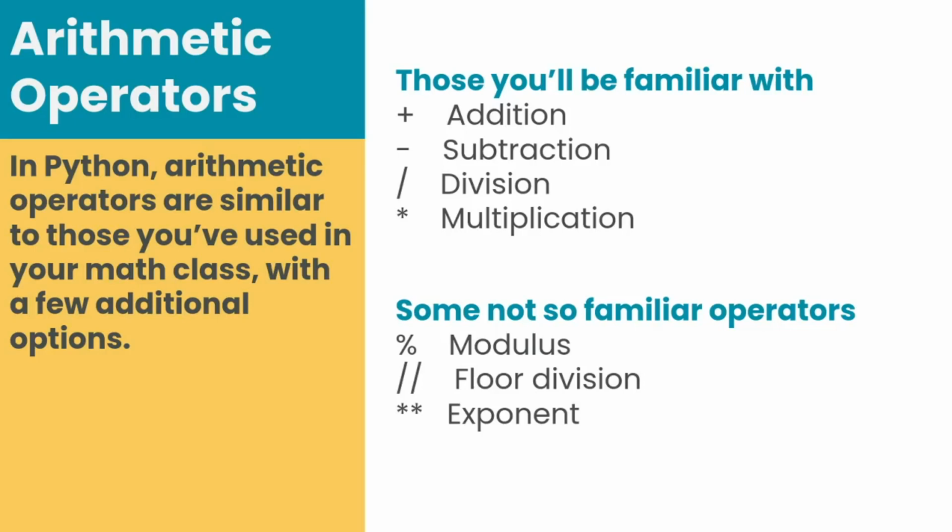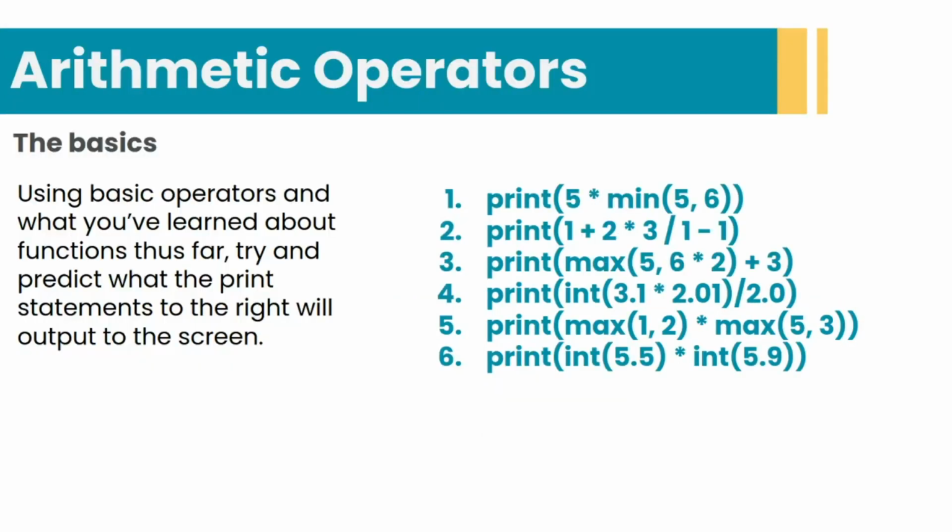Okay. All right. So let's take a look at the basic ones first, and we're going to use them with the functions, hopefully that you kind of got some practice with. So take a look at the first problem here. We've got print. Print is our print function. Remember, the job of the print function is to display things on the screen for us. We've got 5 times a minimum of 5 and 6. So min, which I didn't show in the last one, but I did show max, is going to give you the smallest number.